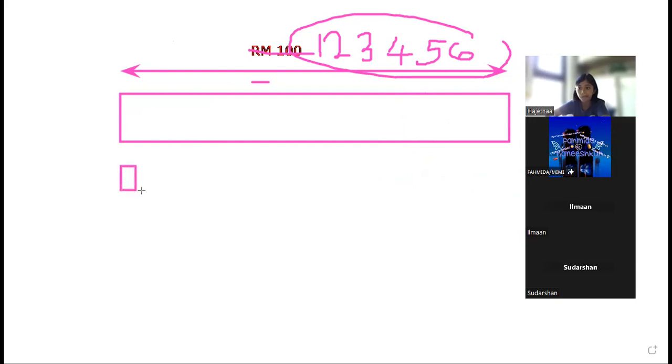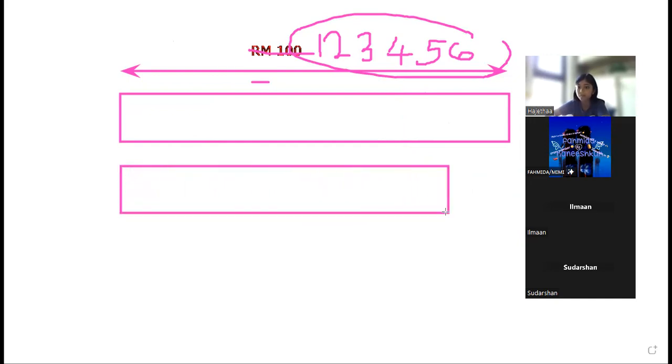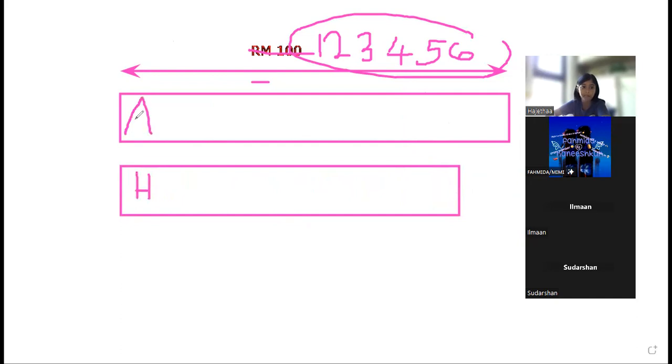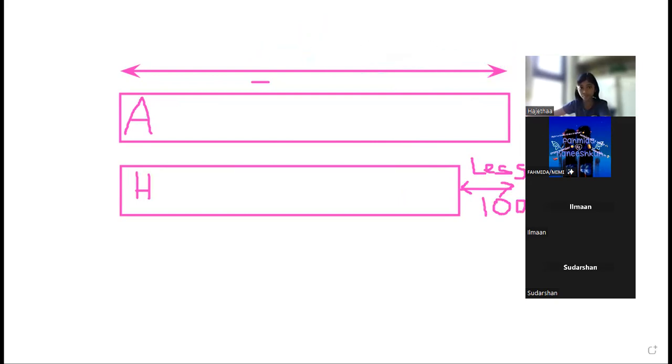So if I'm going to draw a bar for Hajita, this bar has to be smaller. Get this right, okay? The bar for Hajita has to be smaller than the earlier bar that we drew for Aloysius. Because apparently the question says she has less. Less means this is where it will be. It won't be inside the bar. Okay, so less 100. So I'm going to give an easy example here. Maybe this is 1,000 ringgit. Hajita has 100 less. So Hajita has 900 ringgit.